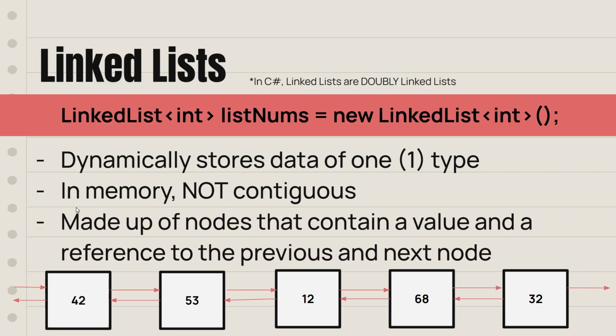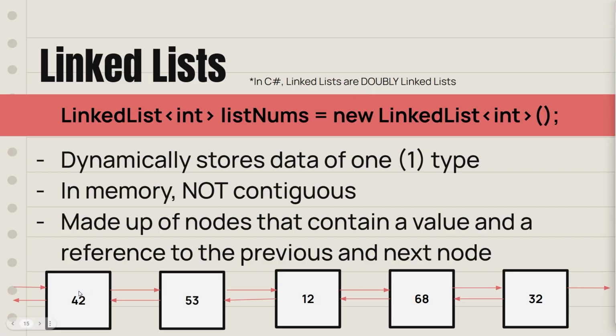In order to do this, linked lists are made up of nodes that contain a value and a reference to the previous and the next node within the list. This linked list in C# is called a doubly linked list because it has a reference to its before and after. There are a few different types of linked lists, depending on the way the nodes reference each other. I don't remember the name of it, but I think it's just like a normal linked list.